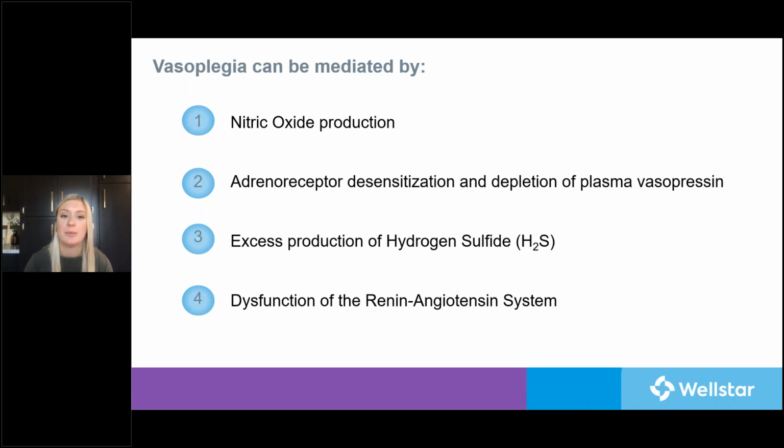However, following cardiopulmonary bypass, this normal physiology is disrupted, which can then lead to vasoplegia. So vasoplegia can be mediated by nitric oxide production, adrenal receptor desensitization, and depletion of plasma vasopressin, excess production of hydrogen sulfide, and dysfunction of the renin-angiotensin system.